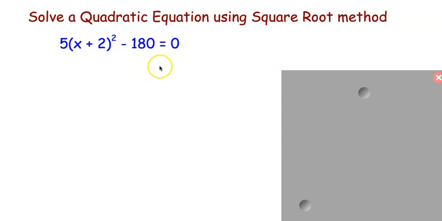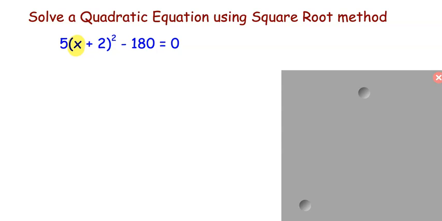Solve a quadratic equation using the square root method. So we have 5 times (x plus 2) whole squared minus 180 is equal to 0. This is an expression given to us and you have to find the value of x. That is what is meant by solve. Alright, what is the value of x?